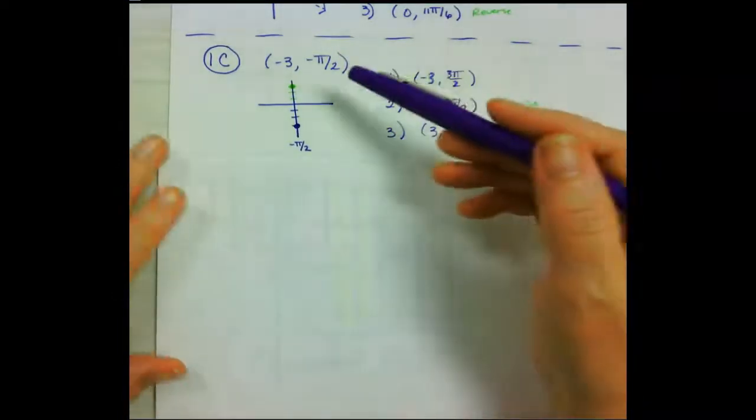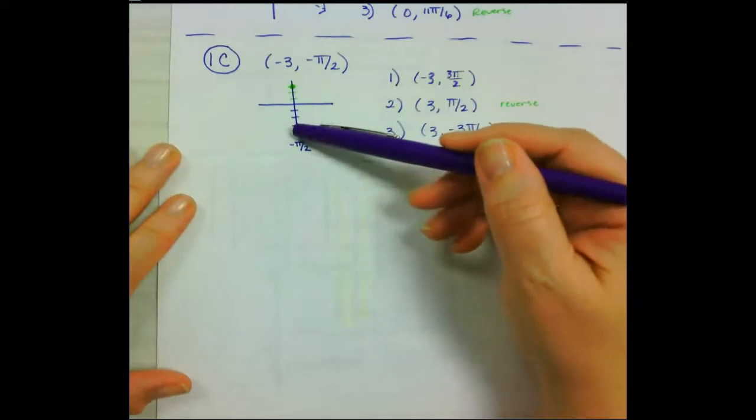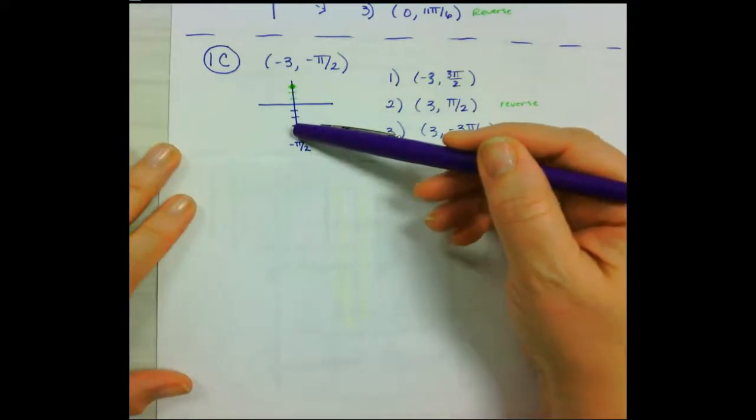So I'm going to go to negative pi over 2, which is going to be down here, and then I'm graphing 3 in the negative direction, which puts me up here. And so then again, I go in the positive direction, the negative direction, and I can get my 3 points. So hopefully that's kind of making sense, and we know how to make multiple representations of the same point.